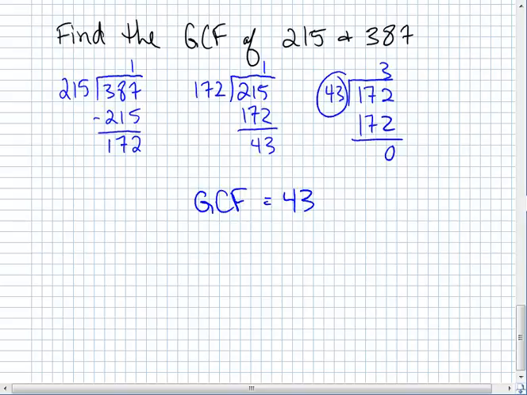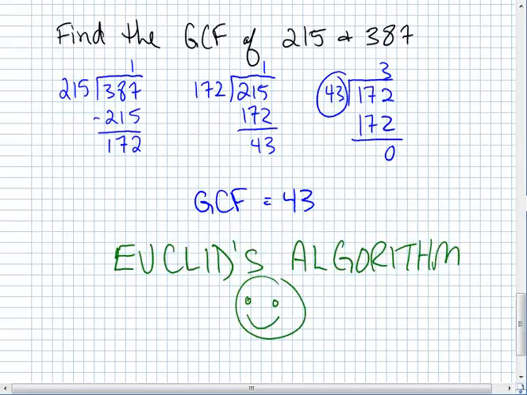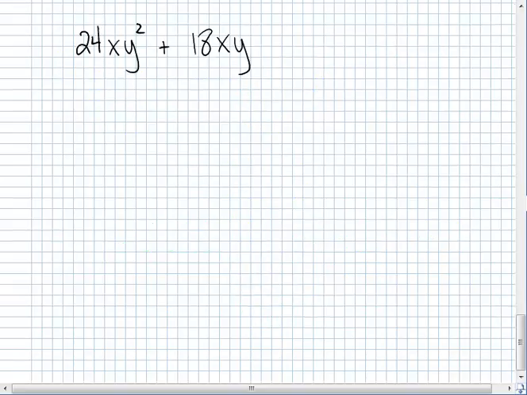Okay, so there you go. GCF is 43. Euclid's algorithm, isn't that cool? At the very least, you learned a new Scrabble word to add to your repertoire. Nah. Okay, so that's one way of finding GCF for large numbers. Okay, so factoring is simply finding common factors in a polynomial or whatever else we do.